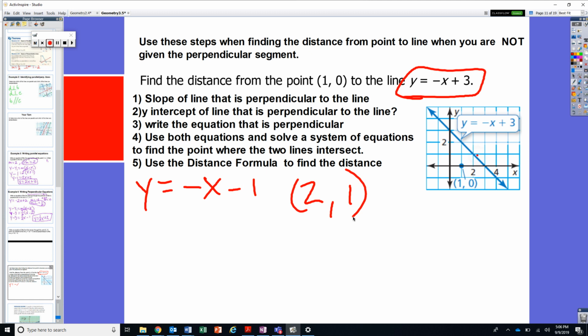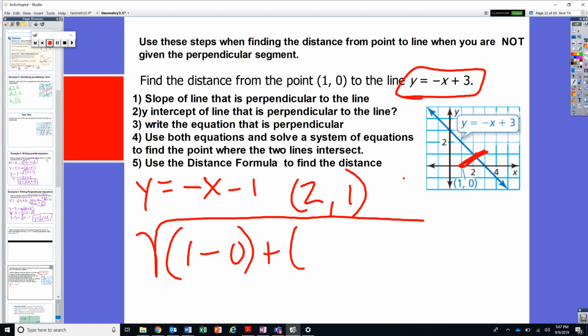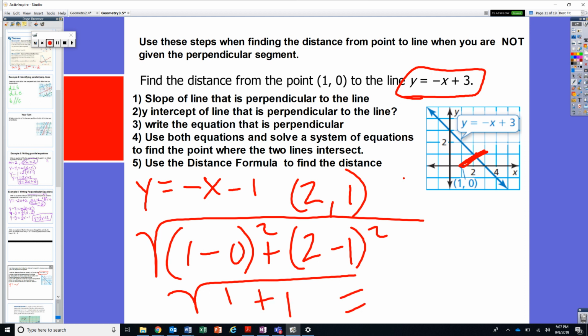So where do we go from here? Well, if we know that 2, 1 is on the line, and we know that 1, 0 is on the line, it's our job to find the distance between those 2 points. So our distance formula says the square root of the quantity y2 minus y1, so 1 minus 0, squared, plus 2 minus 1, squared. 1 squared is 1, 2 minus 1 is 1, and when it's all said and done, the distance between those 2 points is the square root of 2.